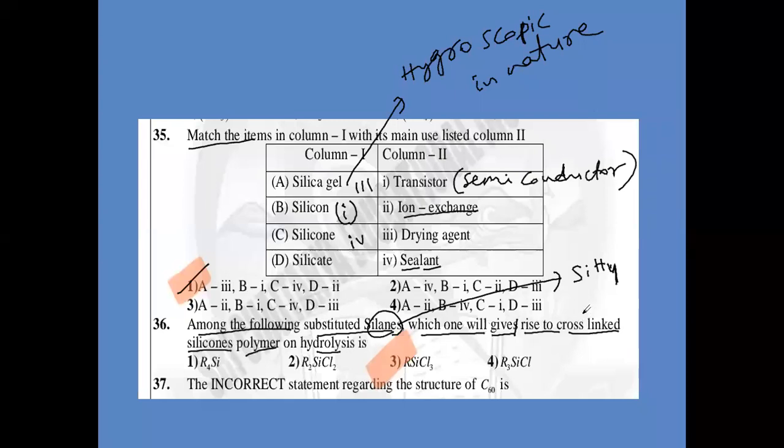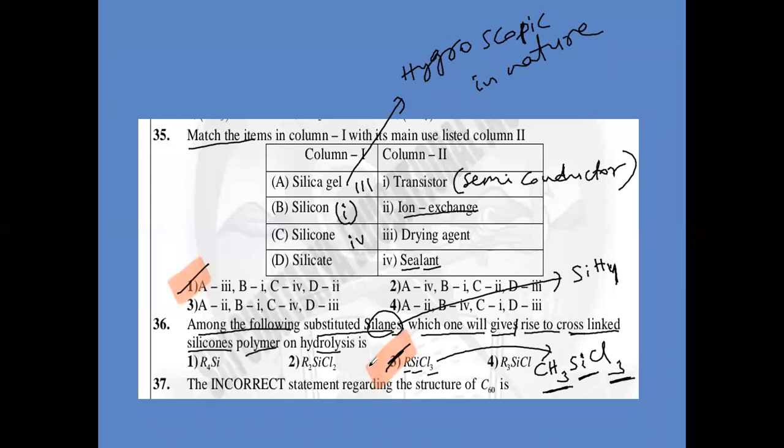Not straight chain, but cross-linked should be formed here. So the option is what now here? Alkyl trichlorosilane. Okay, for example we take CH3SiCl3. What do we read this one as? Methyl trichlorosilane. Methyl trichlorosilane is used as the material to produce cross-linked silicone. So the cross-linked silicone polymers will be made by using alkyl trichlorosilane. So this one.